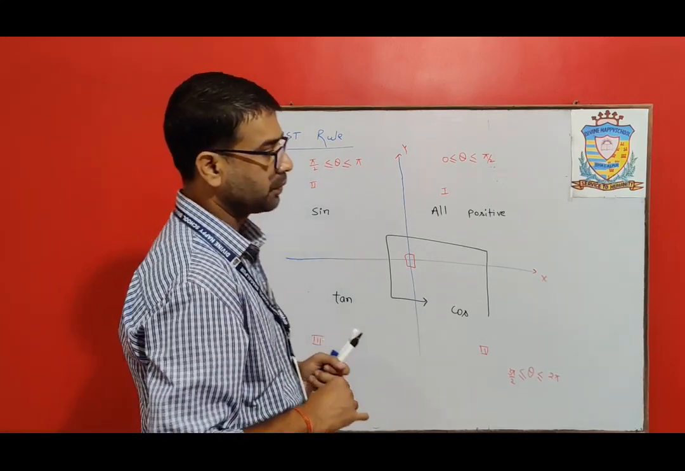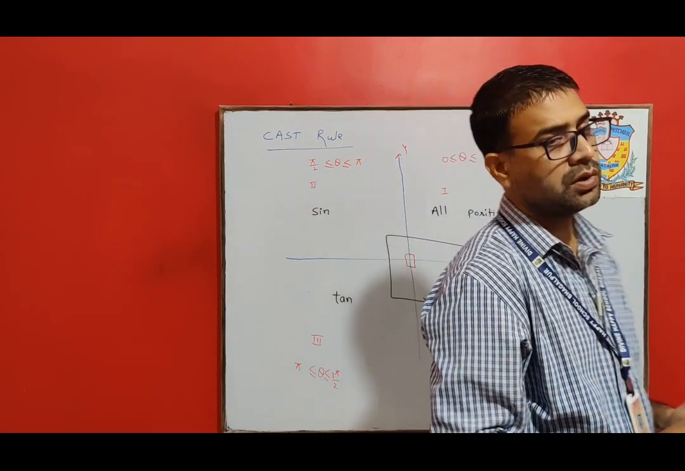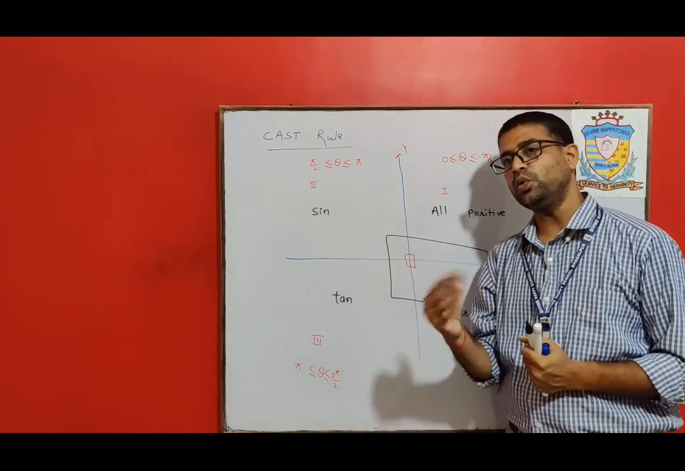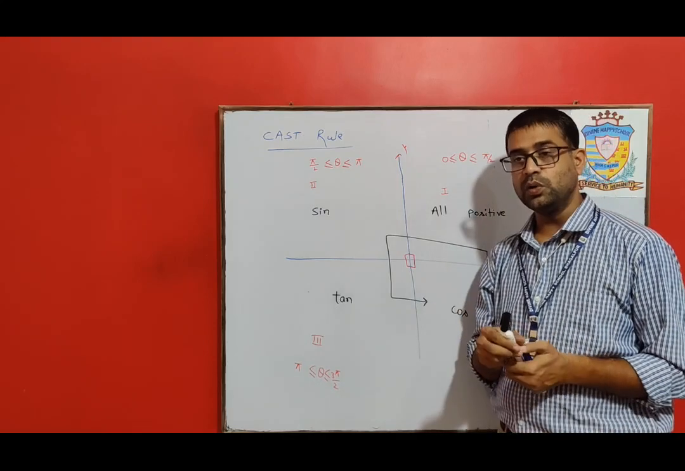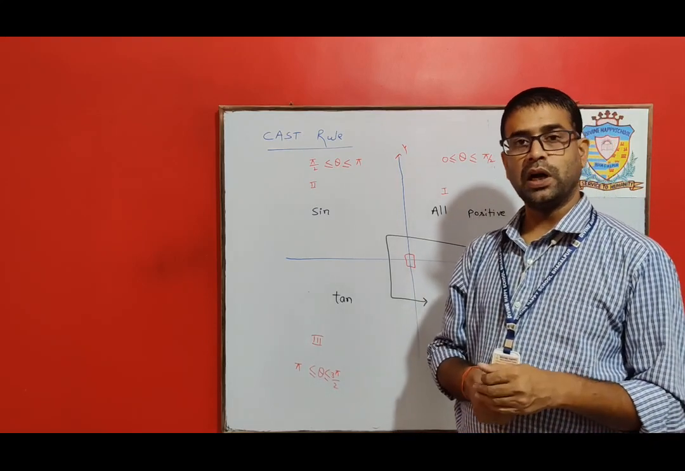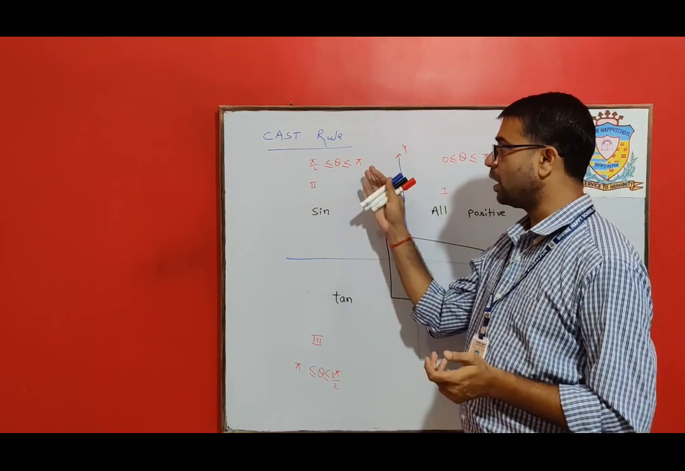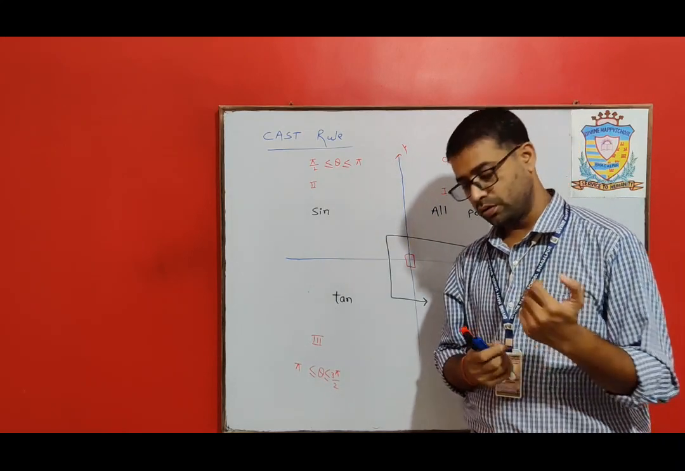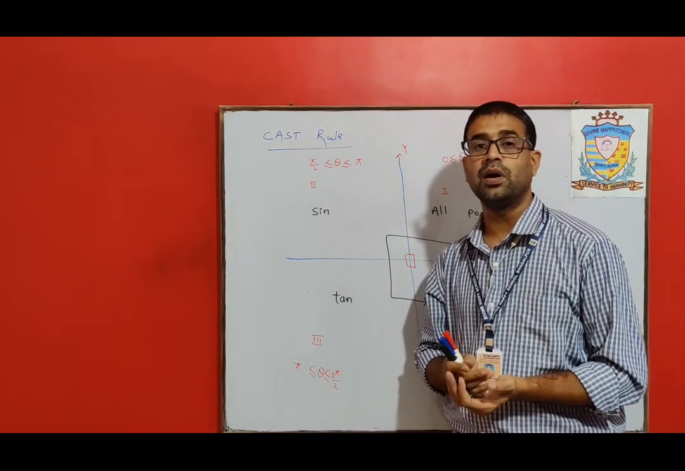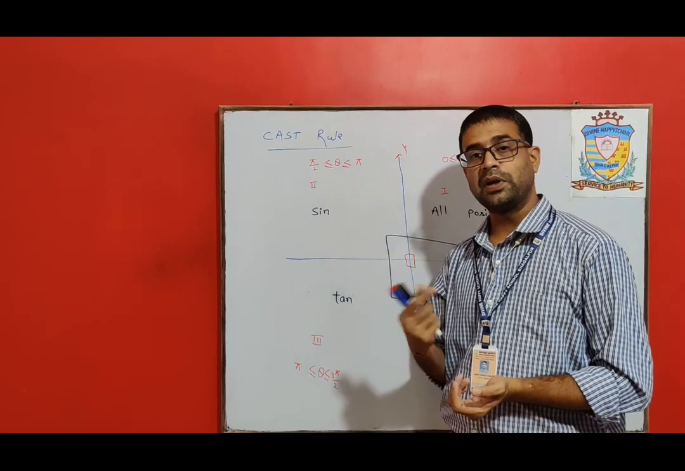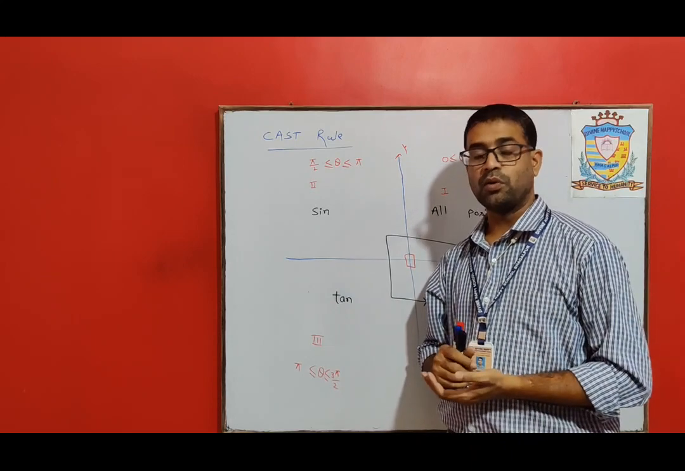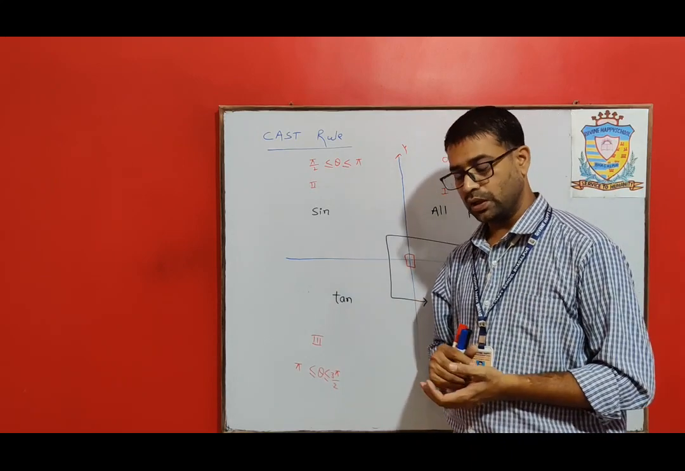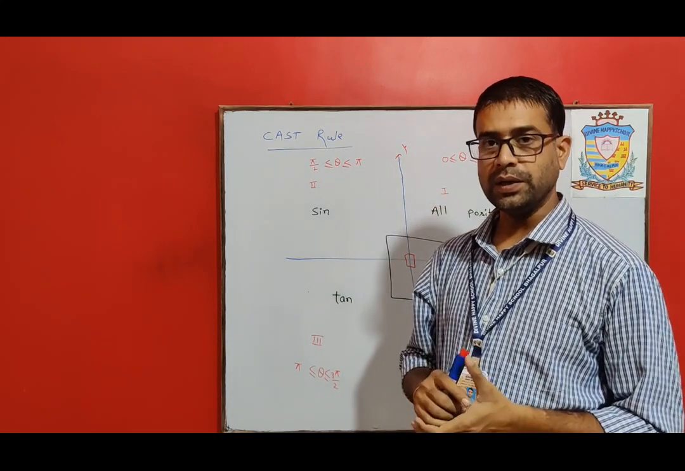So the CAST rule. Clear? In the next class we will discuss how to convert any value using the formula, either with the help of pi by 2, or if it is given in the form of pi by 2 or a multiple of pi by 2, or you can say in the form of pi. So how to convert it using some formula. Clear? Thank you.